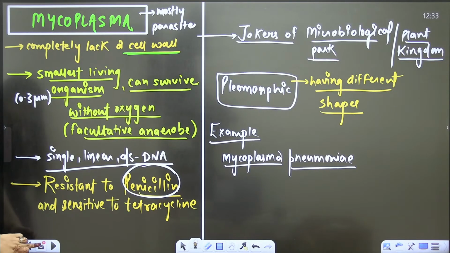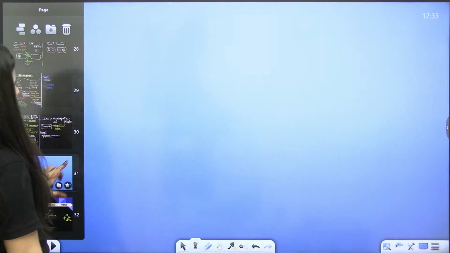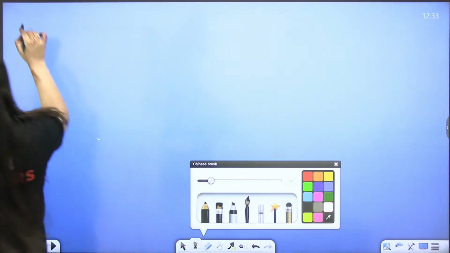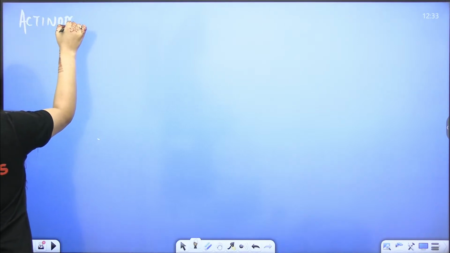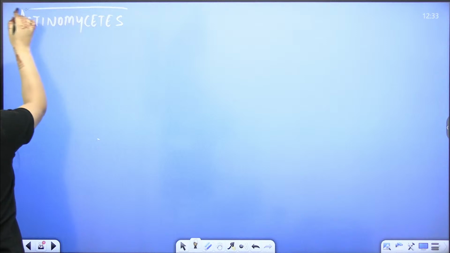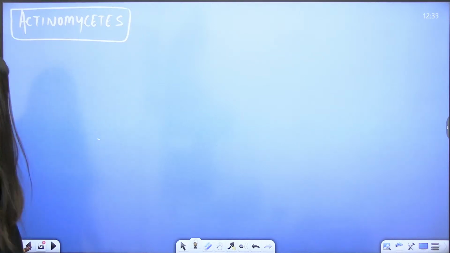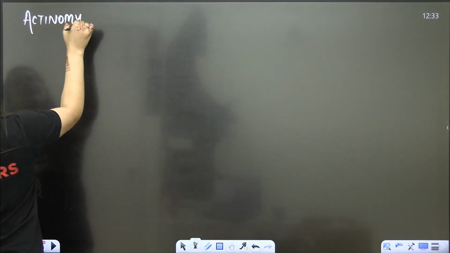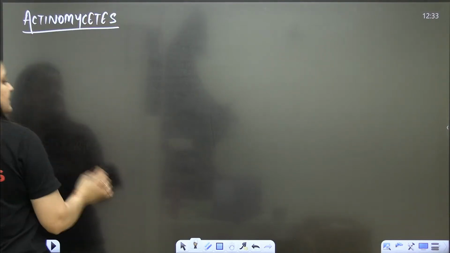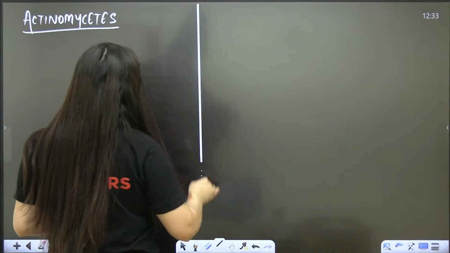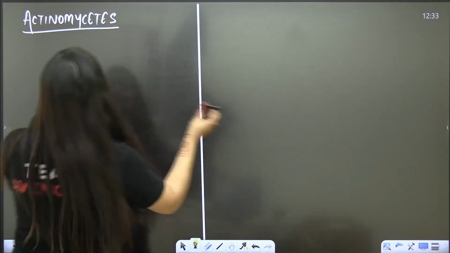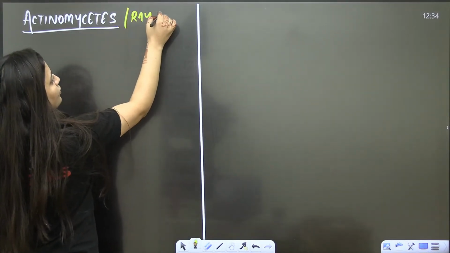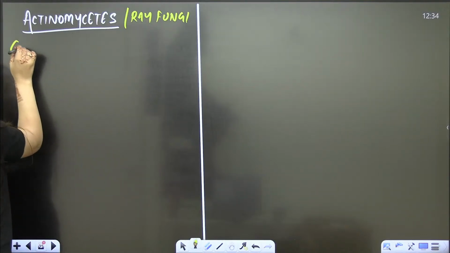So the next category is, okay, let me see if we can use it or not, Actinomycetes. Actinomycetes is also a kind of eubacteria. It is also an example of eubacteria. Then we will talk about the Cyanobacteria. So what is this Actinomycetes? It is considered the ray fungi. You can also call it ray fungi, but it is considered a connecting link.